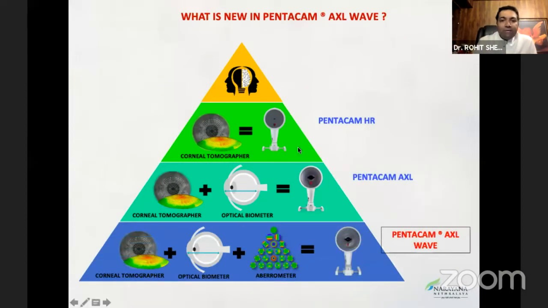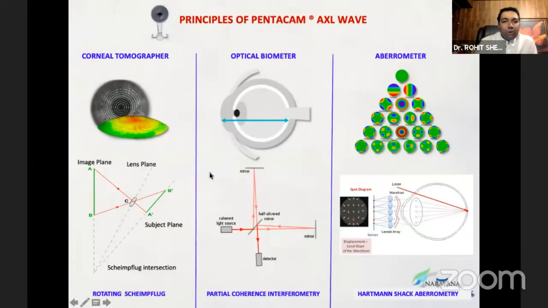When we look at different topography machines, the Pentacam HR came in with a lot of focus on a very, very sturdy topography, very repeatable in all forms of refractive and keratoconus patients. Then came AXL, which looked at the biometry, which added a new dimension. Now you have an aberrometer to it, and that's what the Wave is all about. These are all the different principles used: Hartmann-Shack, partial coherence interferometry, rotating Scheimpflug. All these methods are used here.